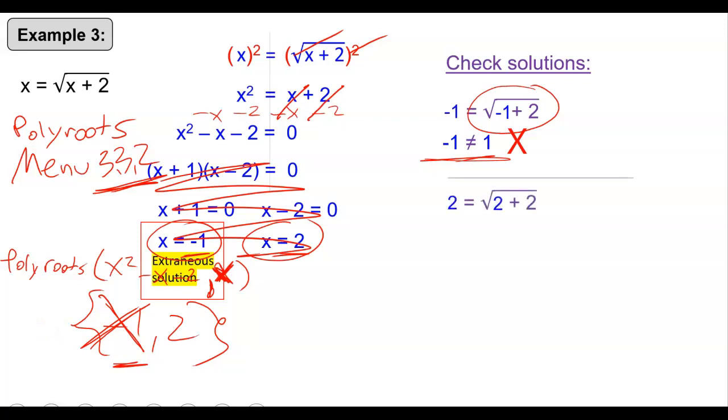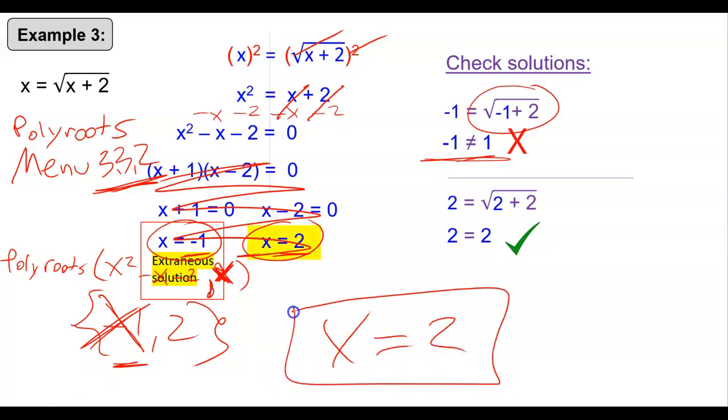So is everyone writing this extraneous solution stuff off to the right? When I plug in 2, 2 equals the square root of 4, which is 2. 2 equals 2 is correct. So my only answer that I actually get is 2. Because -1 was extraneous, it does not work. Only x equals 2 can be accepted.